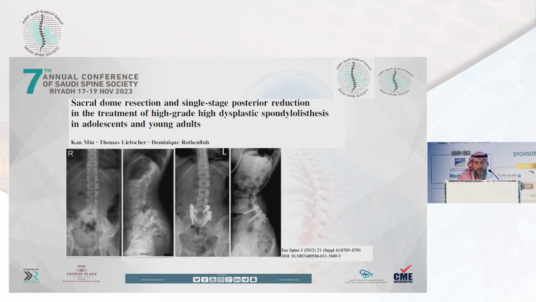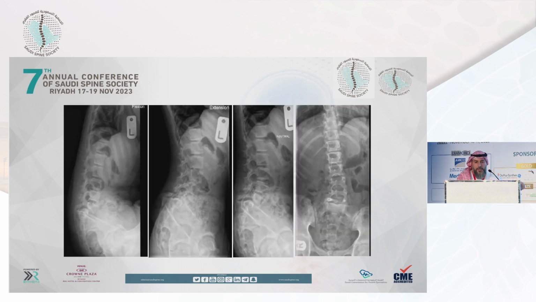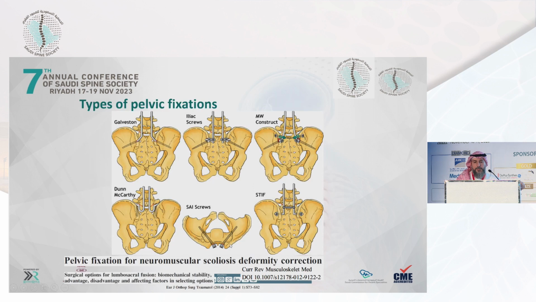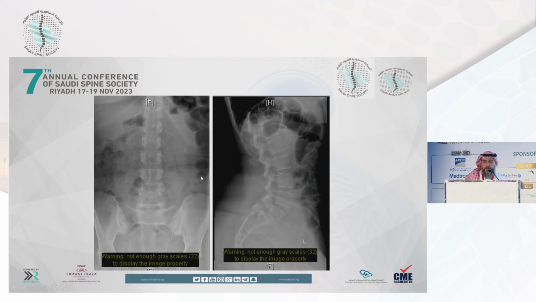This is an example of a patient with type 6 deformity with unbalanced pelvis, unbalanced spine. And again, doing the reduction, the sacral dome osteotomy and cage help restore the patient's alignment. As for the type of pelvic fixation, this is now obsolete, this is old. Most of the screws used nowadays are iliac screws and the S2 iliac screw, which is really one of the favorable screws. This is just to show you an example.